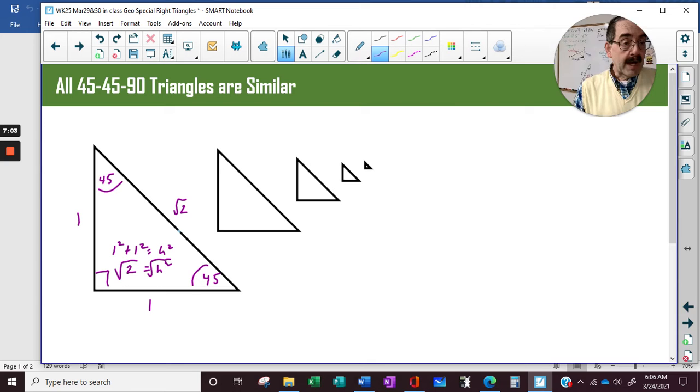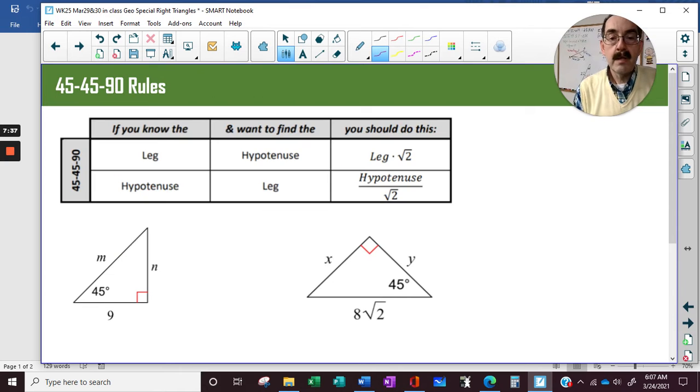Then we got our little cheat sheet, so that all we had to do, instead of doing the Pythagorean theorem over and over and over, is we multiply by radical 2 to go this way. But if we go the other way, if we come back, then we divide. We've got to make sure that we can practice that. So let's get started on 45, 45, 90. If we have a leg, and we want to go toward the hypotenuse, multiply.